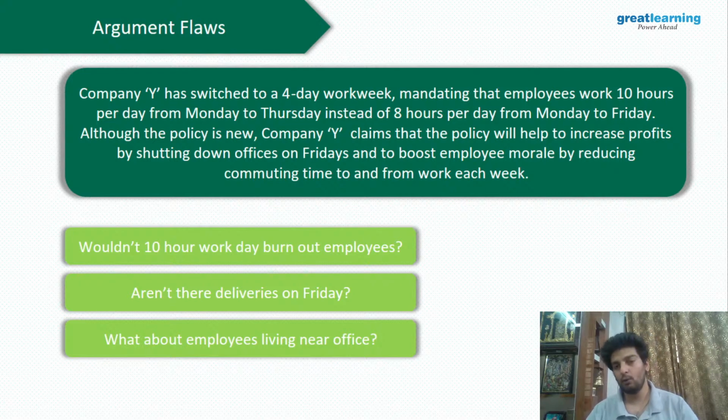And also, what you're doing over here is you're making all of the employees burn out. And also, let's say the employees would want to spend some quality time with their family or with their kids, or they would just want to go out with their friends and relax after work hours, and you're not giving that opportunity over here. So these are some flaws which are found in this argument. So now this is how you are going to find out some flaws in an argument.